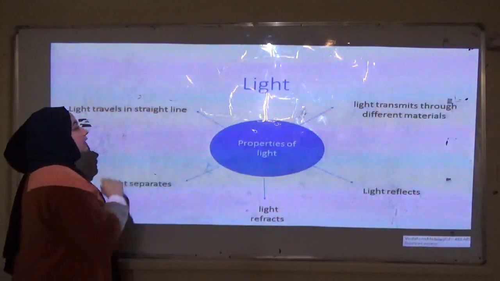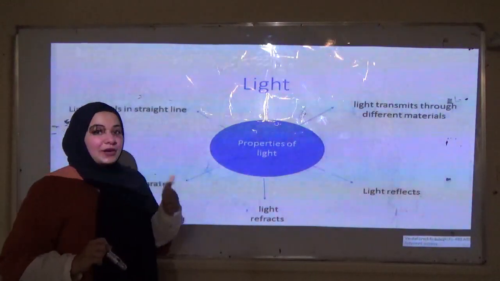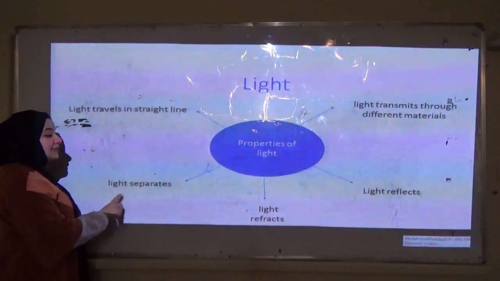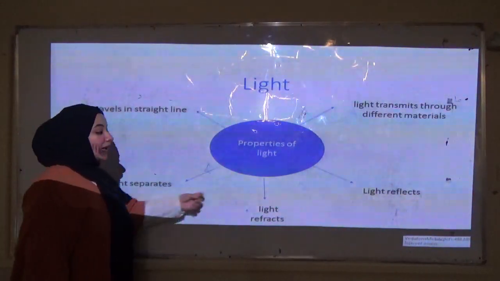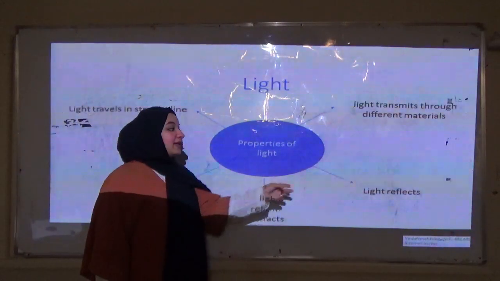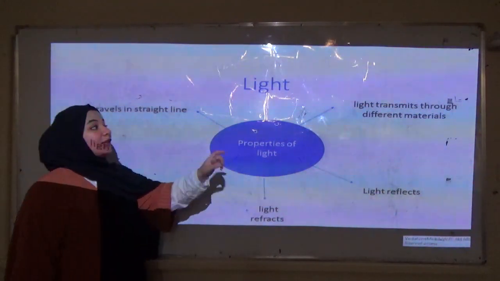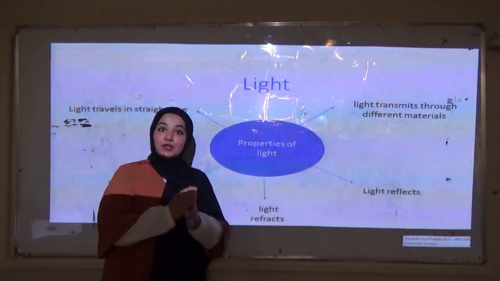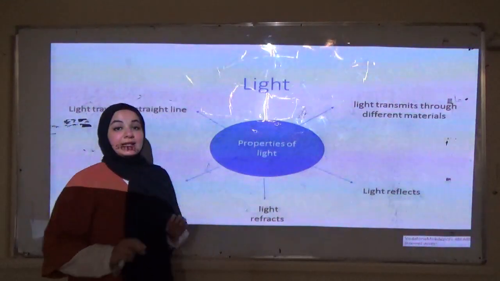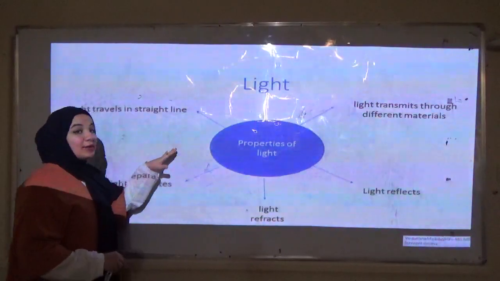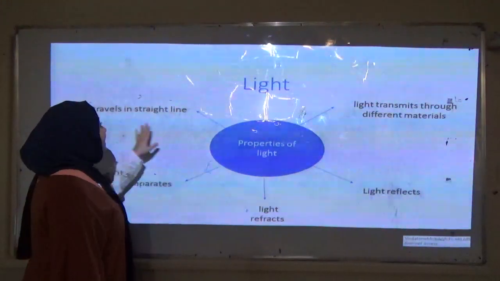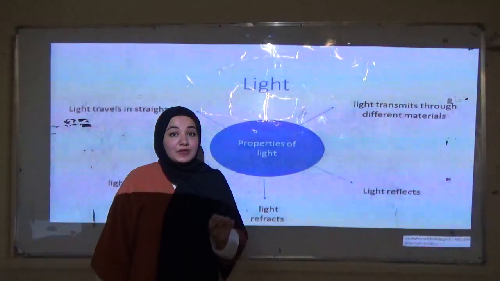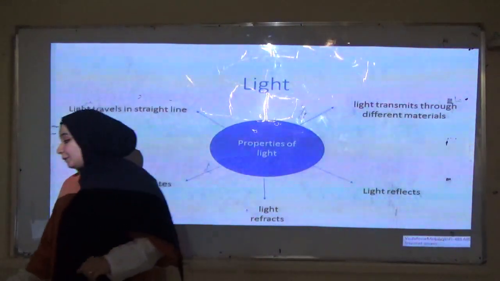So number 1, light travels in what? Light travels in a straight line. Number 2, light separates, light reflects and refracts, and light transmits through different materials. Don't worry, we will take each one and discuss it in detail. And we will begin our lesson today with the first property, that light travels in a straight line. Light travels in what? In a straight line.